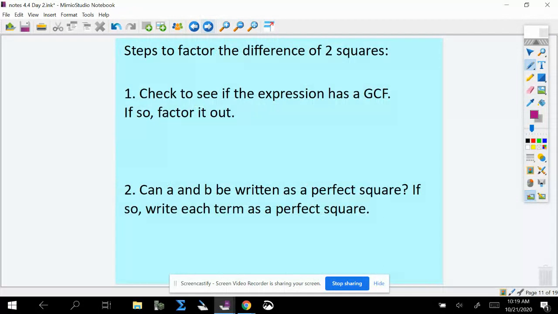So to jump into the steps and the examples, when you're doing this, the first thing you want to check is, does it have a GCF? Before you get really involved with difference of squares, sometimes there's an extra common factor you can take out. And then once we have that done, or check to make sure that there's nothing we can do there, you want to see if your A and B value can be written as a perfect square. If so, we're going to use that to factor it for us.